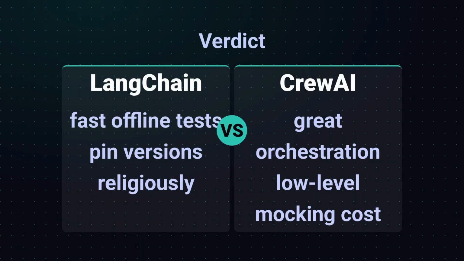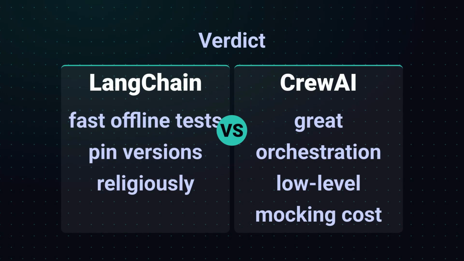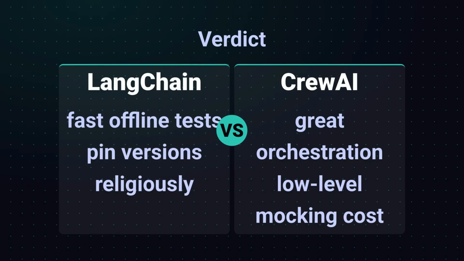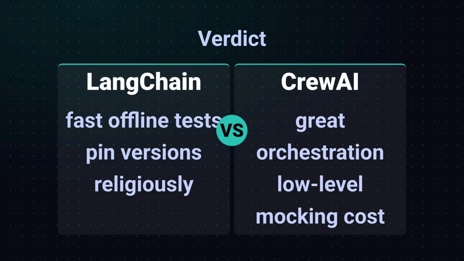So the honest verdict: if your priority is a fast, offline, deterministic pipeline, LangChain's testability wins today, provided you pin versions religiously. If you love CrewAI's orchestration, keep it, but budget real time for lower-level mocking and hard iteration caps, and never let it touch a live model in CI. Neither framework fits your pipeline out of the box. Both require you to force determinism onto a probabilistic system.